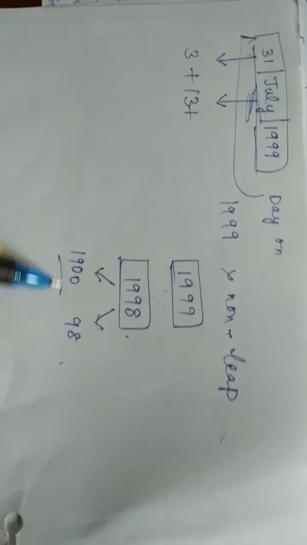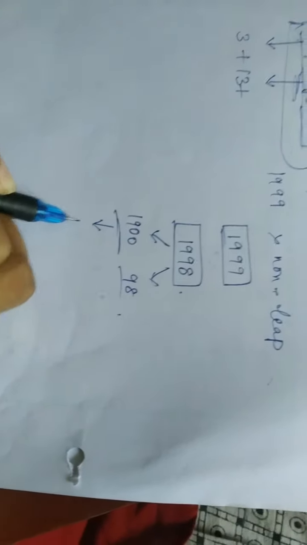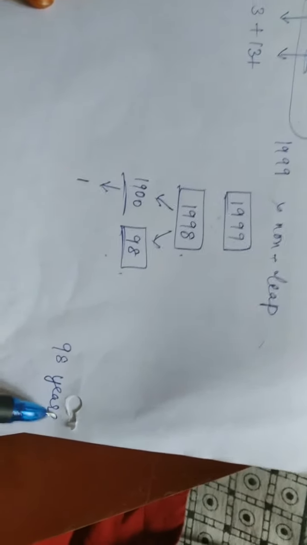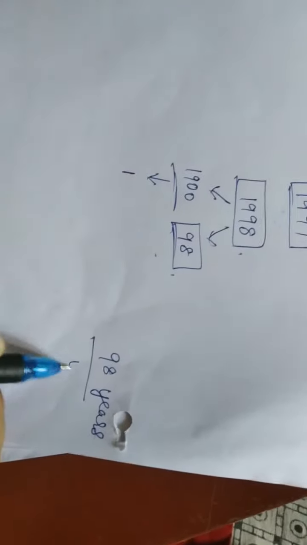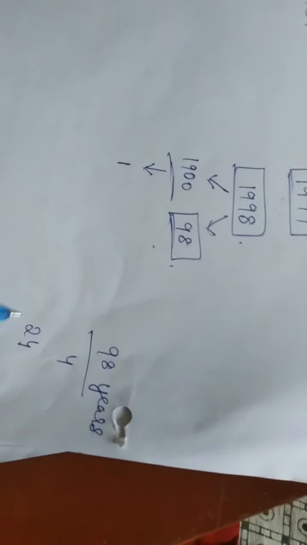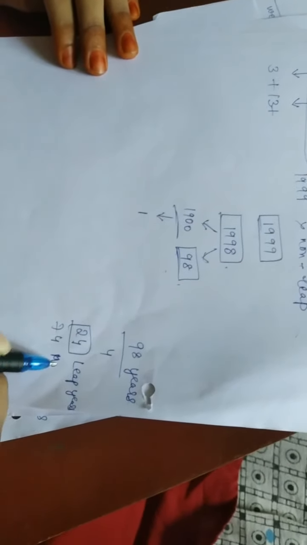Why did I split it this way? Because I have the odd days for 1900 years as 1. So that's why I split it this way. So odd days for 1900 would be 1, right? And coming to these 98 years, we have to solve it. 98 years has how many leap years? In order to get the leap years and normal years, just divide 98 by 4. That would be 24. So you have 24 leap years and the rest would be normal years. That is 74 normal years.